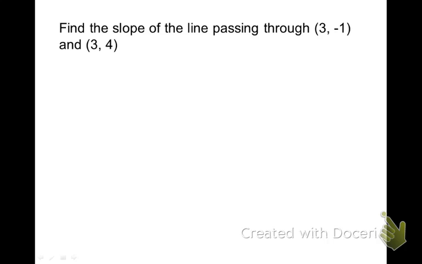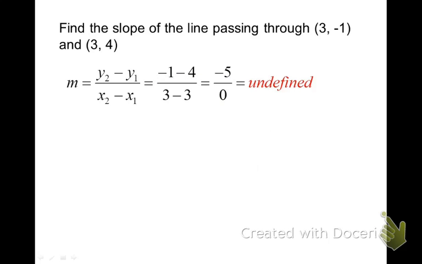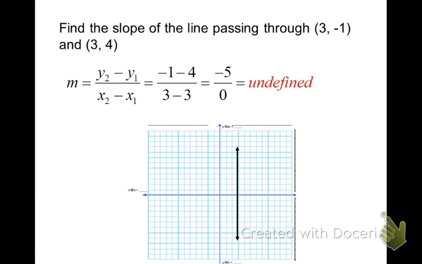And then, of course, in this last example, you're going to see that the x values are the same. And when the x values are the same, we get an undefined slope because the denominator goes to 0. And we all know at this point you're not allowed to divide by 0. That's a vertical line.